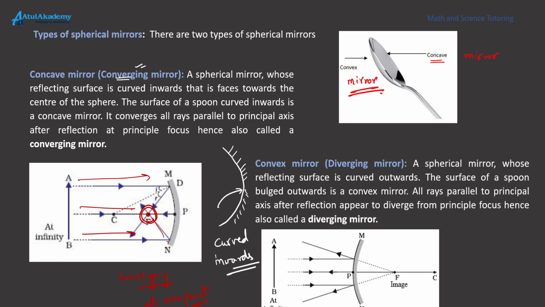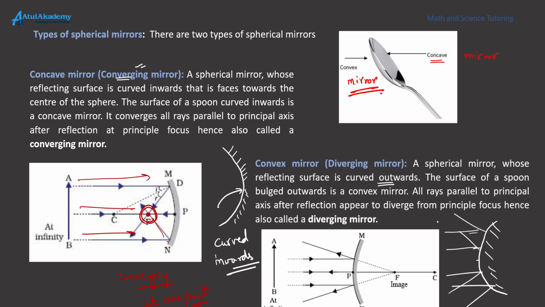Then comes the convex mirror. In a convex mirror, we see here the reflecting part is bulging outwards. All the rays which are coming parallel from an object, after reflection, just diverge. So when they diverge, we call this a diverging mirror. A spherical mirror whose reflecting surface is curved outwards, the surface of a spoon bulging outward, is called a convex mirror. All rays parallel to the principal axis, after reflection, appear to diverge from the principal focus. Hence, it's called a diverging mirror.